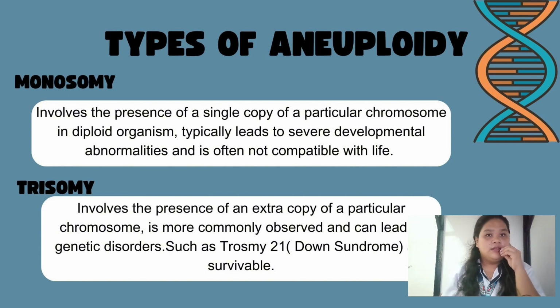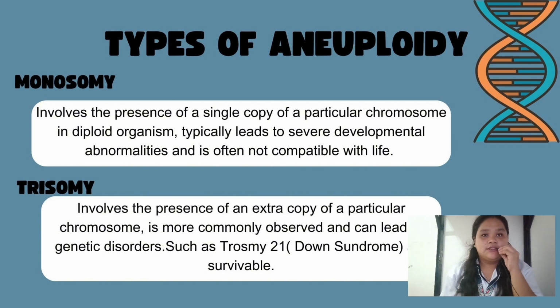So now, let us define what is monosomy. Monosomy involves the presence of a single copy of a particular chromosome in a diploid organism. It typically leads to severe developmental abnormalities and is often not compatible with life. A monosomy occurs when a person has too few chromosomes.